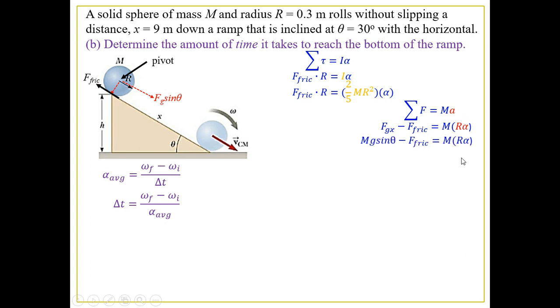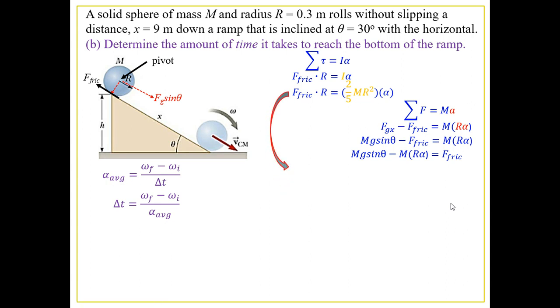Then from here, I can break up F_gx into mg sine theta. F_fric I'll keep as is, because that's what I'm trying to substitute out of this particular torque function. Hopefully you recognize that you need to solve for F_fric, because that's what you're trying to replace. To move negative F_fric, I'll move it to the right side of the equation, which makes it positive. And this mr alpha, I will move to the left side, which makes it negative. So there you have it, and then you can just substitute.